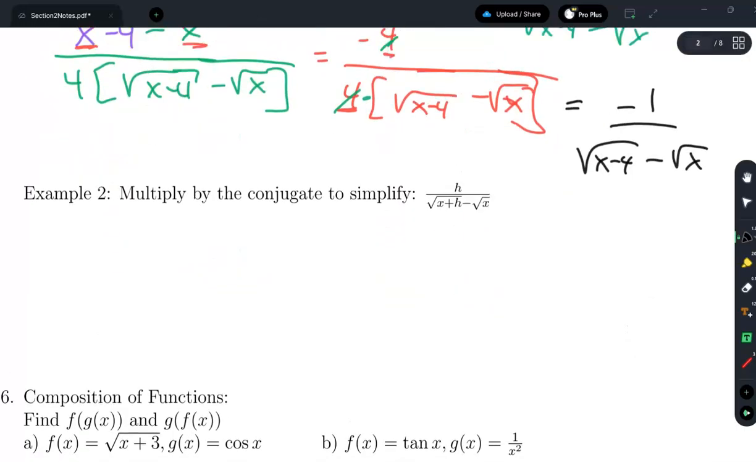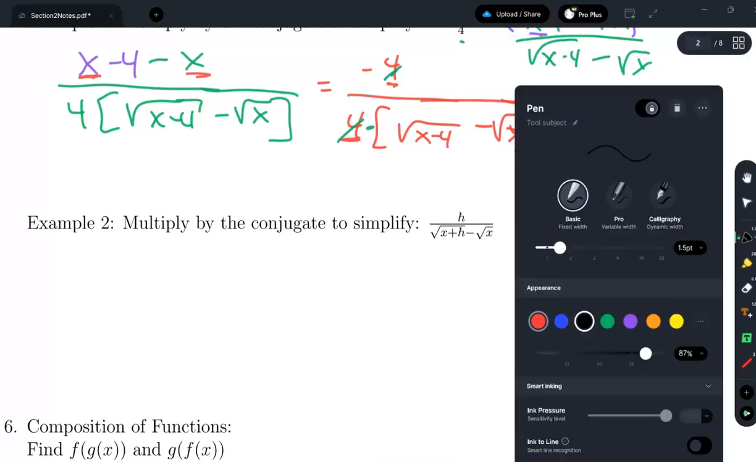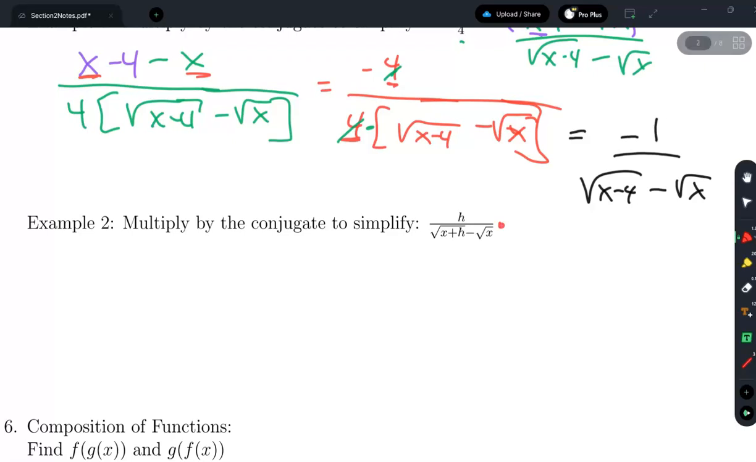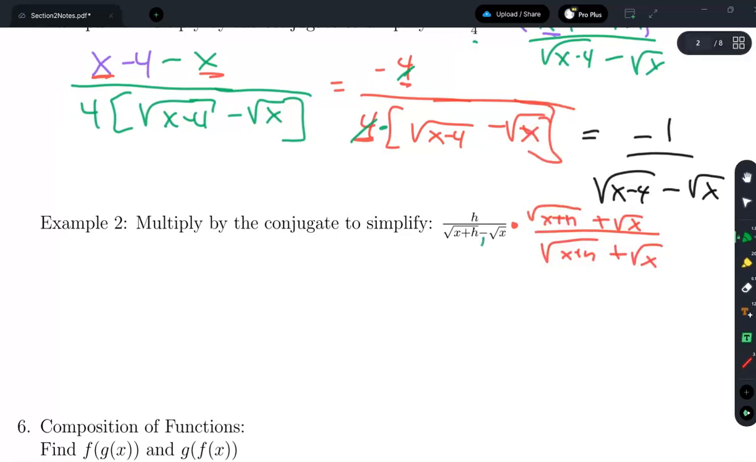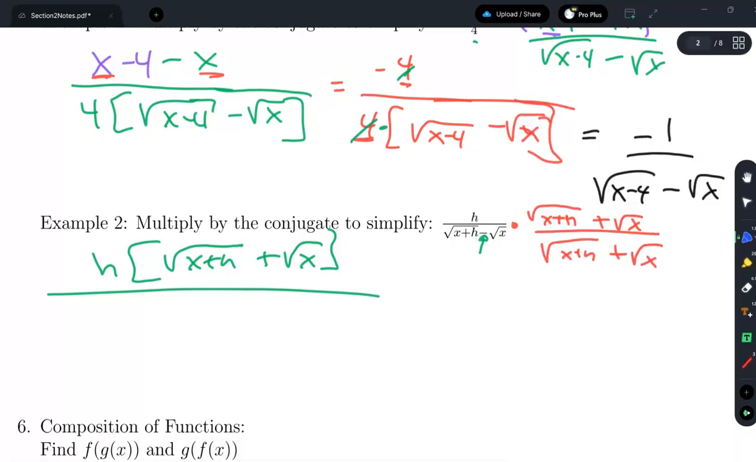All right, last one with this conjugate. So let's do it. I'm going to multiply numerator and denominator by root x plus h plus root x, and then root x plus h plus root x. Remember, you change the sign of this right there, right? Okay, so in the numerator, I'm not going to multiply that out. I'm just going to carry this along. Plus root x. And in the denominator, I'm identifying that this is the difference of squares, right? This is like the a minus b times the a plus b.